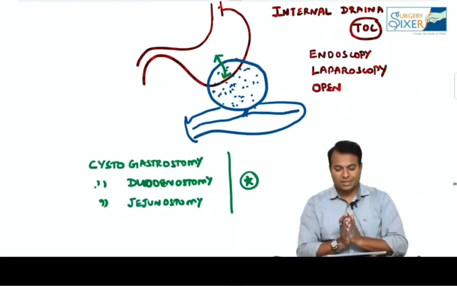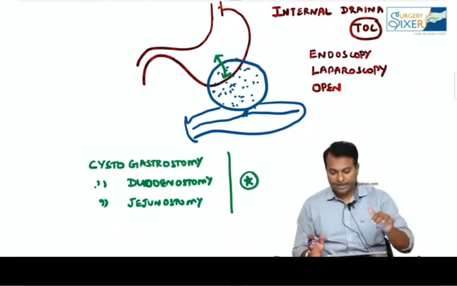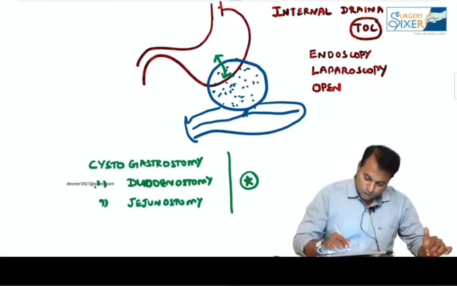So that is the treatment, cystogastrostomy. Endoscopically it can be done. Endoscopic cystogastrostomy, endoscopic cystojejunostomy, endoscopic cystoduodenostomy, or by laparoscopy you can also do all these things.